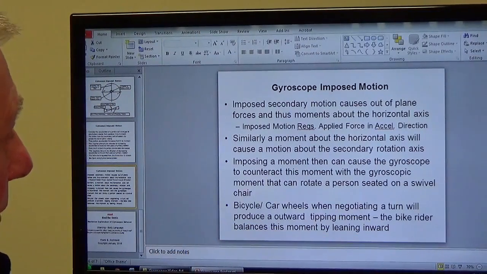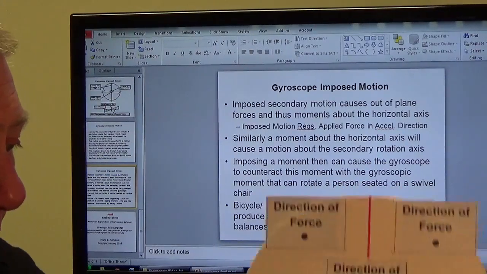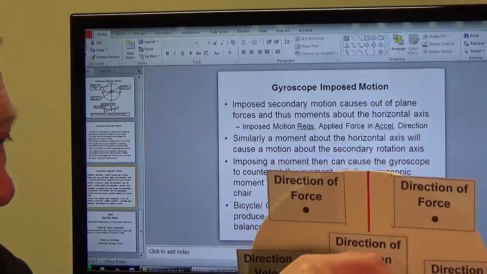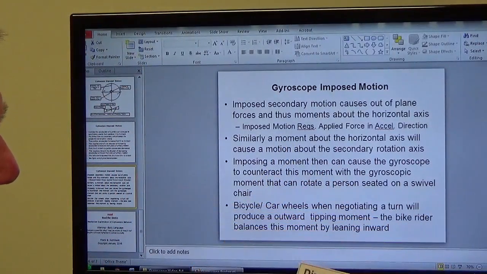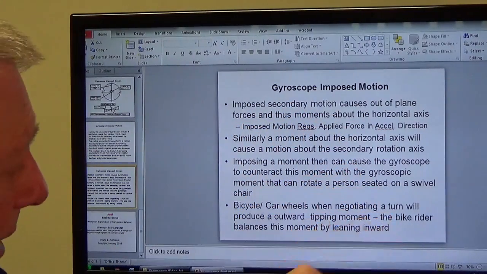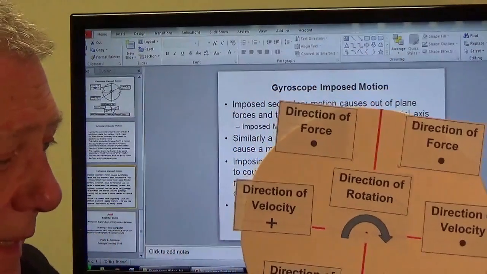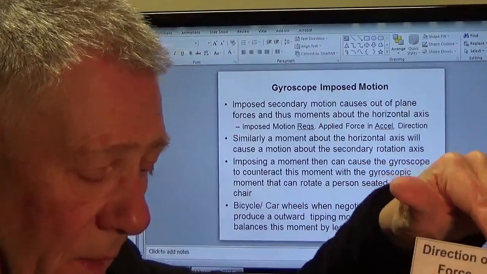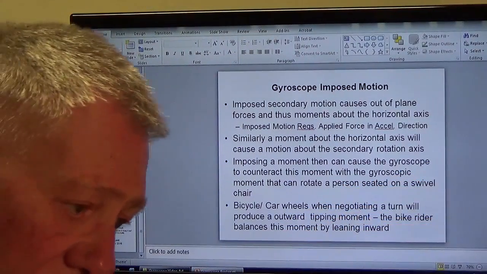And that is what happens when you have a person sitting on a swivel chair and they have a gyroscope or a big wheel of some sort spinning, and then they impose a motion on it. It gives them this rotating piece. And it also occurs with bicycle wheels and wheels on a car, that when the wheel is rotating, and then you go around a corner, you can see that that's being rotated, either that way or that way, and then there's a gyroscopic moment.